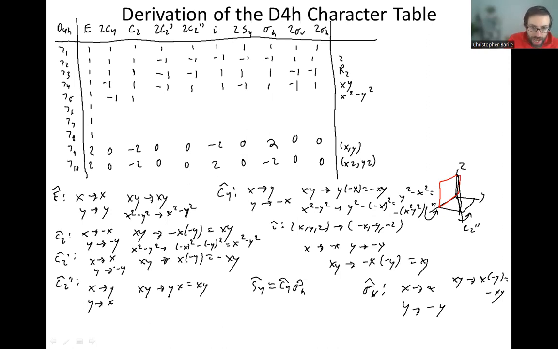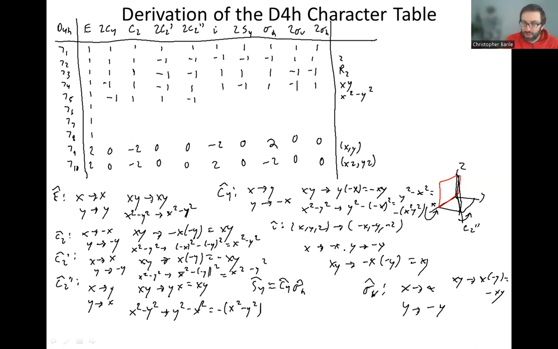For C2 prime, we had x going to x. So x squared minus y squared goes to x squared minus, and y went to minus y, so minus y quantity squared. And so that equals x squared minus y squared. And so x squared minus y squared went to x squared minus y squared. So it went to itself. And so we're going to get a 1 here. And then for C2 double prime, x went to y, y went to x. So that's going to mean for x squared minus y squared, that's going to be y squared minus x squared. As we figured out last time, y squared minus x squared equals the negative of what we started with, negative quantity x squared minus y squared. So it's going to be -1.